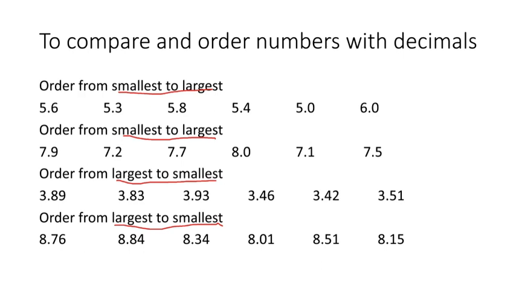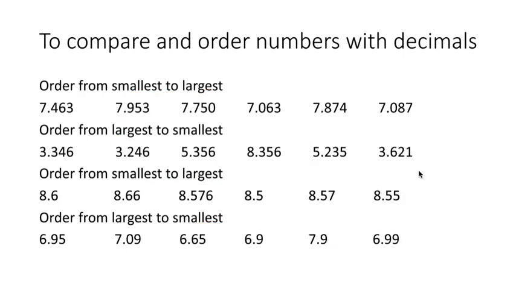Okay, let's look at the next page. This time these ones are smallest to largest, largest to smallest, smallest to largest, and then largest to smallest. Be careful not to get tricked by those. And some of these have different numbers of decimal places, so don't forget that you can turn them all into the same number of decimal places by putting some zeros on the end.